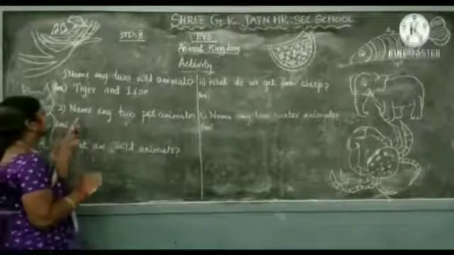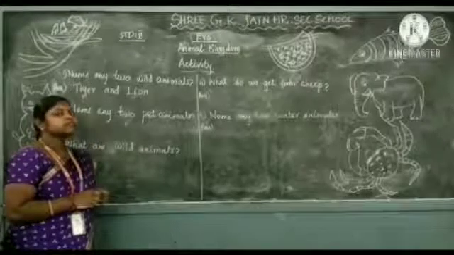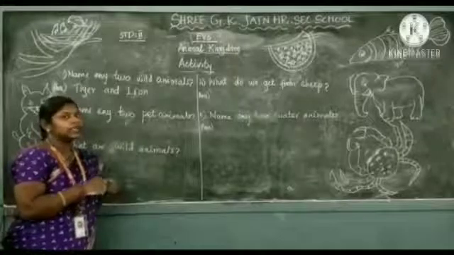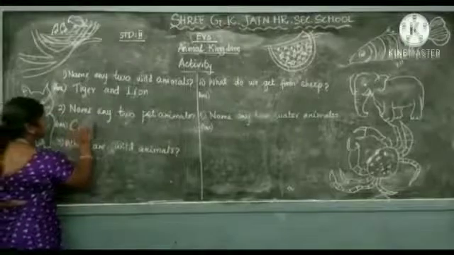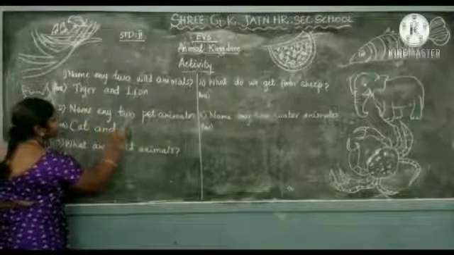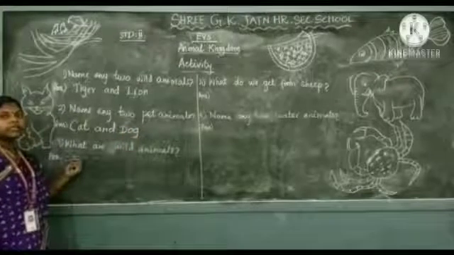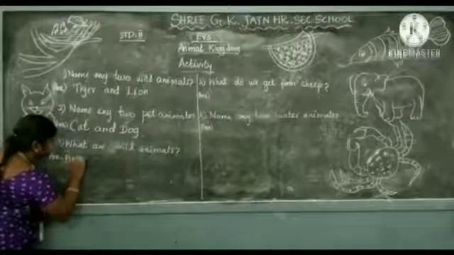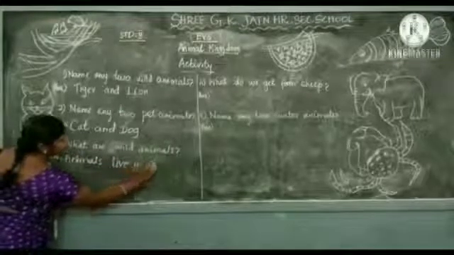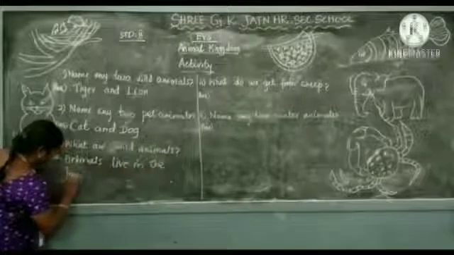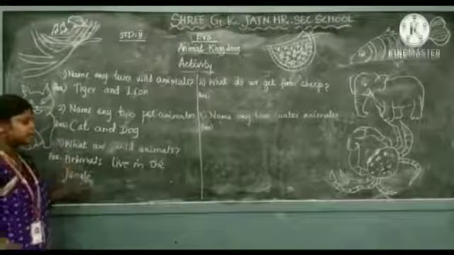Next question. Name any 2 pet animals. Pet animals means we are keeping in our houses. That animals are called as pet animals. For example, cat and dog. What are wild animals? Animals live in the jungle. That animals are called as wild animals.